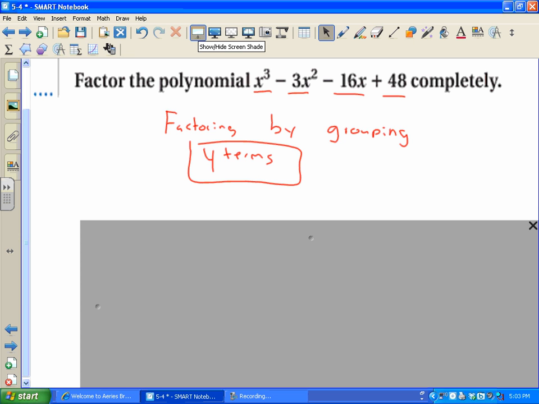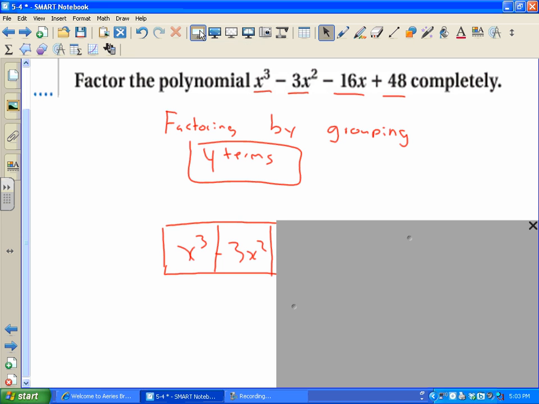Instead, I only want you to look at the left 2 terms. And then we're going to look at the right 2 terms. But for factoring by grouping, that's when there's 4 terms. Like I said, you're going to set it into 4 groups. Cover up the right-hand side. That's what I say. Cover up the right-hand side. Look only at the left-hand side.